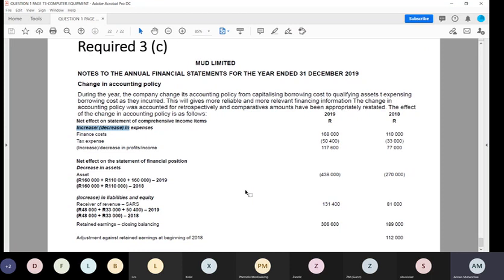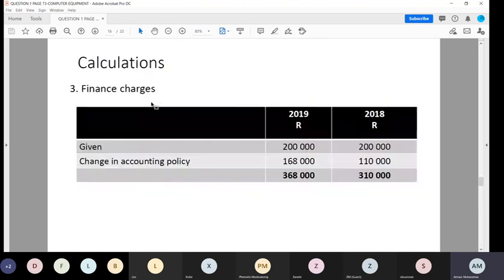So let's look at the note of change in accounting policy. This is where I keep on saying there are easy marks. There are easy marks. The nature of change: by just indicating why you're changing your accounting policy, you need to indicate that to the users. So what do you get there? You will see they're just indicating to you that during the year, the company changed accounting policy from capitalizing borrowing costs to qualifying assets to expensing the borrowing costs as they are incurred. This information is provided to you in the question.